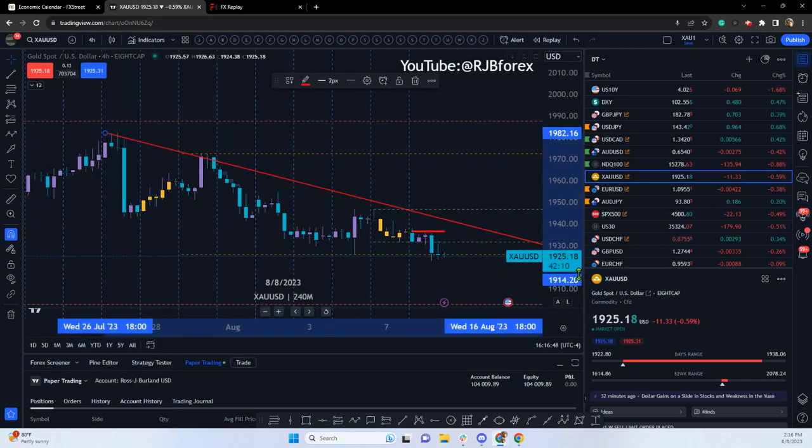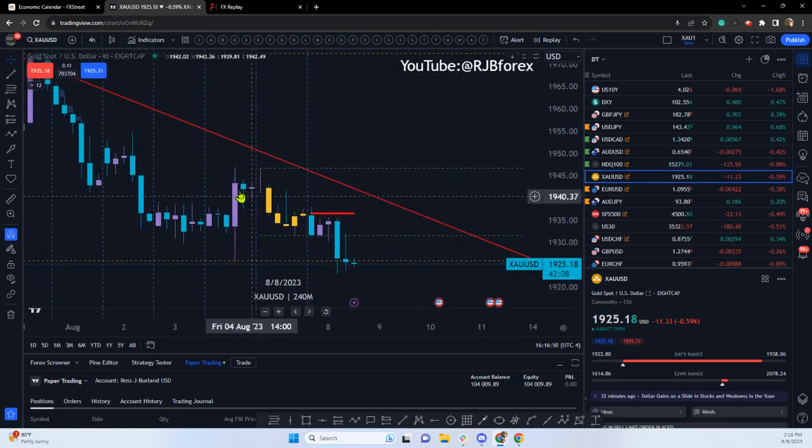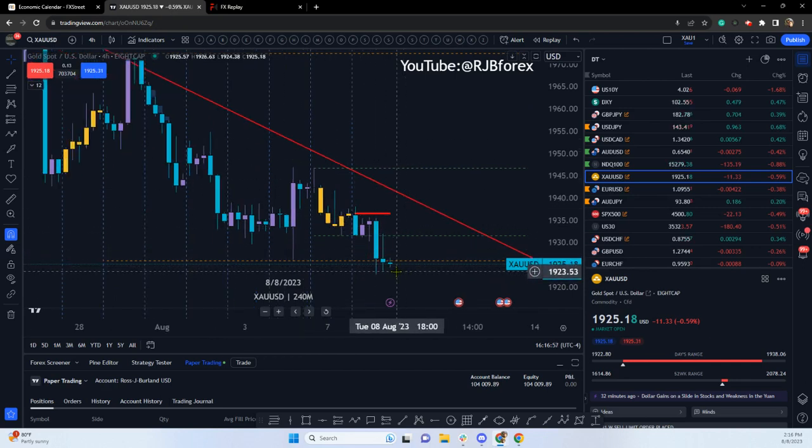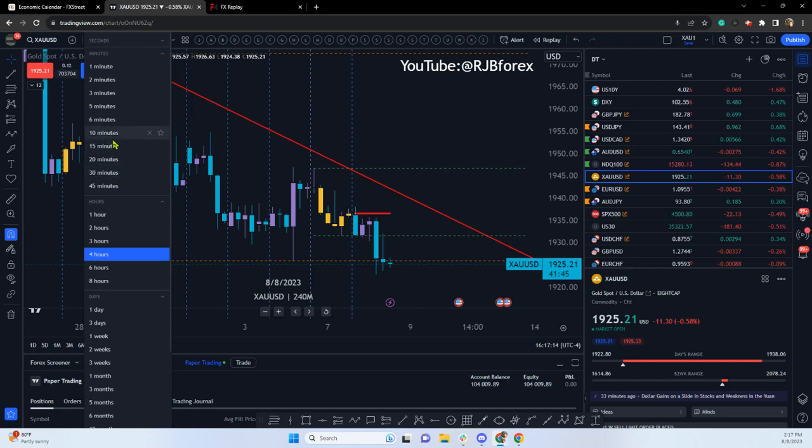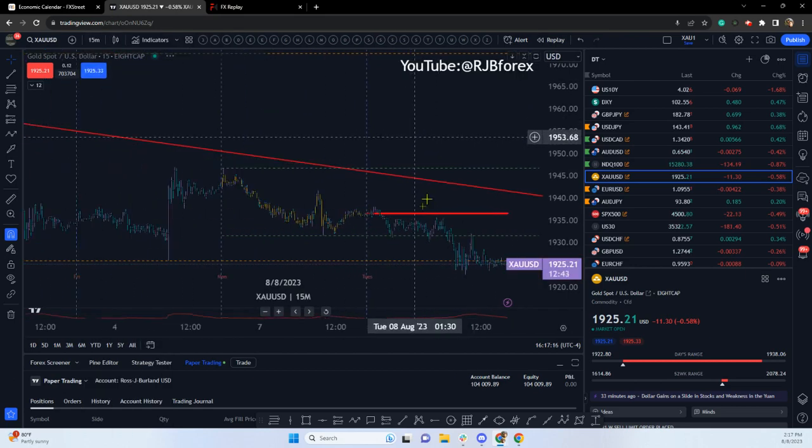On the 4-hour chart, I'm just wondering whether this is a false break of the weekly lows, and are we going to come back up? We've already cleared out the imbalance on this candle here, Cynthia. So let's look at the 15-minute chart again.